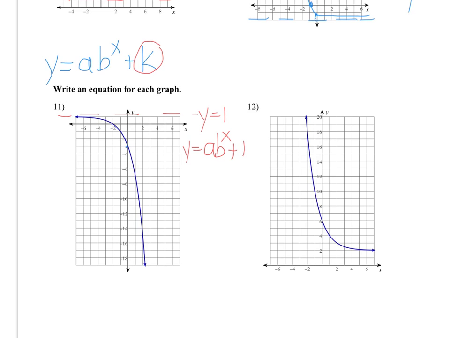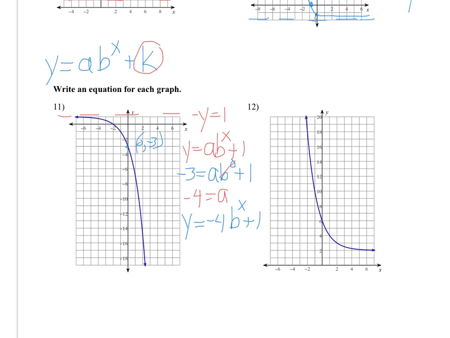Second thing, I'll look for my y-intercept. That looks like 0, -3 to me. This would be labeled so you can see it much more clearly on your spiral, hopefully. Or you can ask if you can't tell. So we get -3 is equal to ab to the 0 plus 1. b to the 0 is 1. If I subtract 1 from both sides, I get -4 is equal to a. So we've got y equals -4 b to the x plus 1.